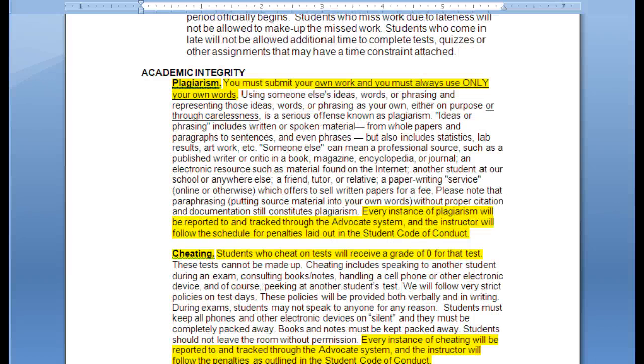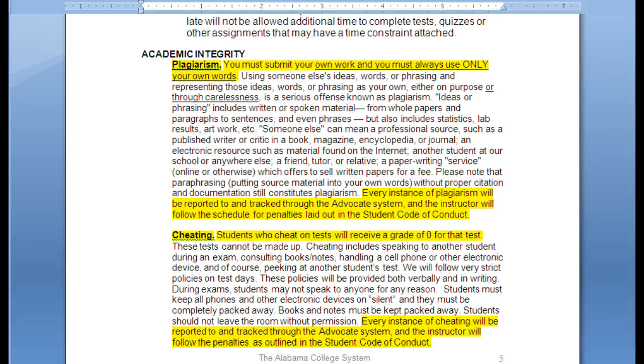Academic integrity is really important. That means doing all your own work. Please read this section on plagiarism and cheating very, very carefully. There are high penalties for plagiarizing or cheating. Plagiarizing is using someone else's ideas, words, or phrasing and representing those ideas, words, or phrasing as your own, either on purpose or by accident. So it's a really big deal.